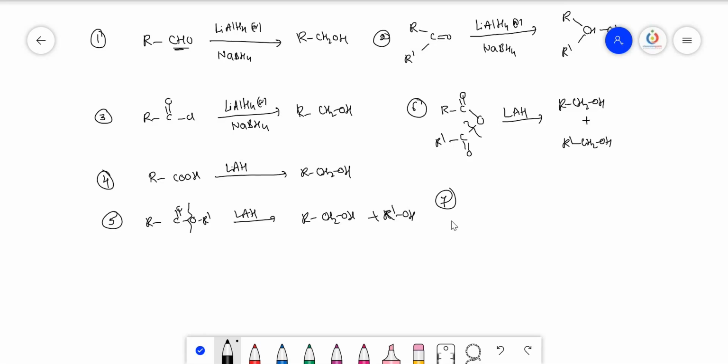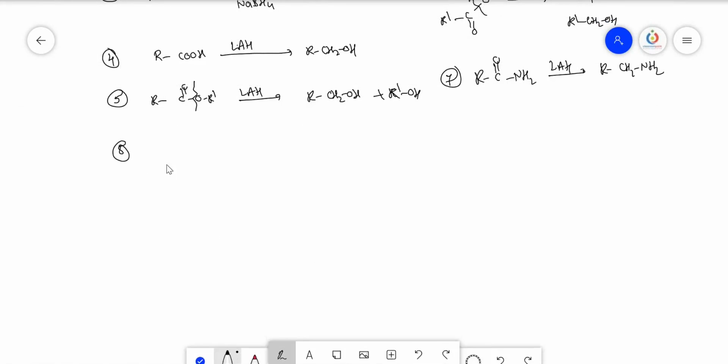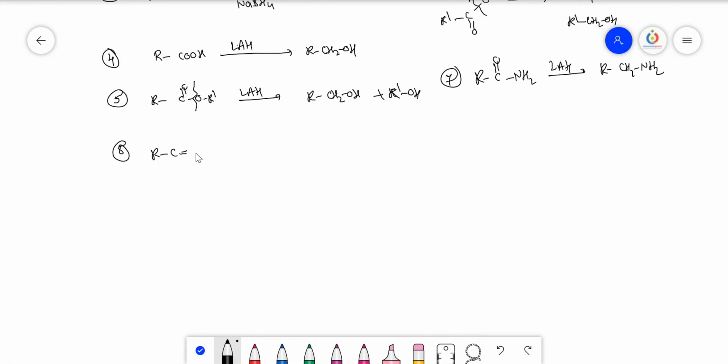And the seventh example is RC double bond O NH2. Here lithium aluminum hydride converts it into RCH2NH2. And the eighth example, you just take RC triple bond N, use lithium aluminum hydride. Everywhere hydrolysis is required, so that you convert this into RCH2NH2. Now the ninth one, you just take the alkyl halide, use lithium aluminum hydride, and you will get the alkanes.